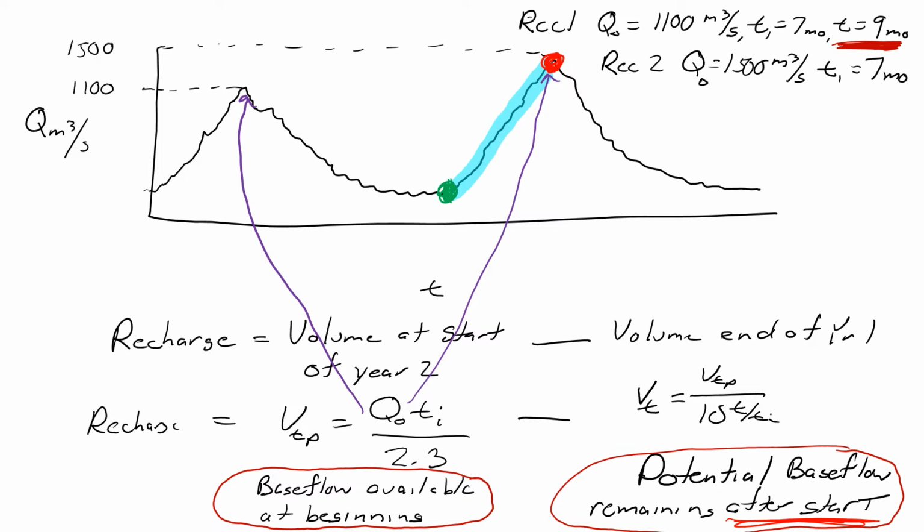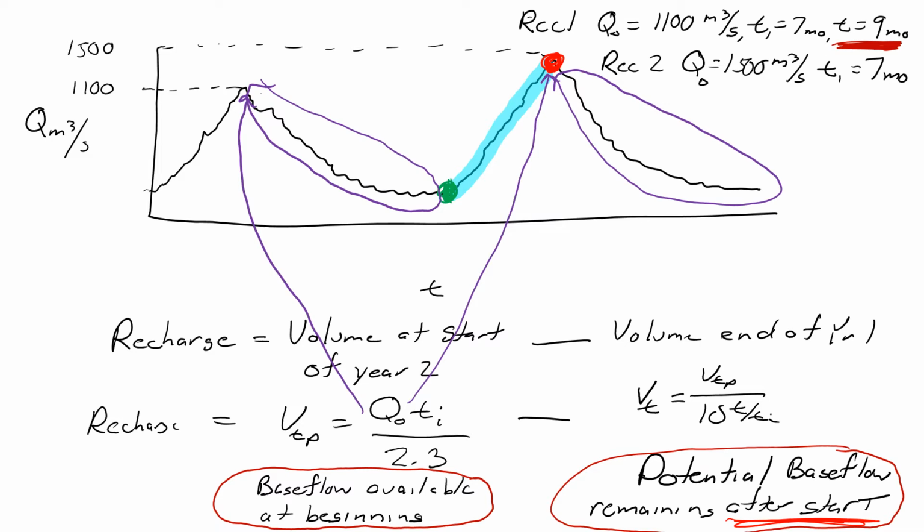This second equation, VT, tells us the base flow, the volume of water in our aquifer anytime after the start. So it's good for this entire part of the graph here for year 1, and this entire part of the graph here for year 2.